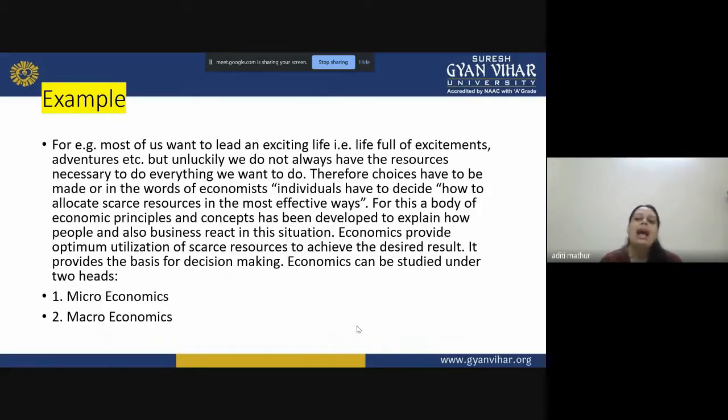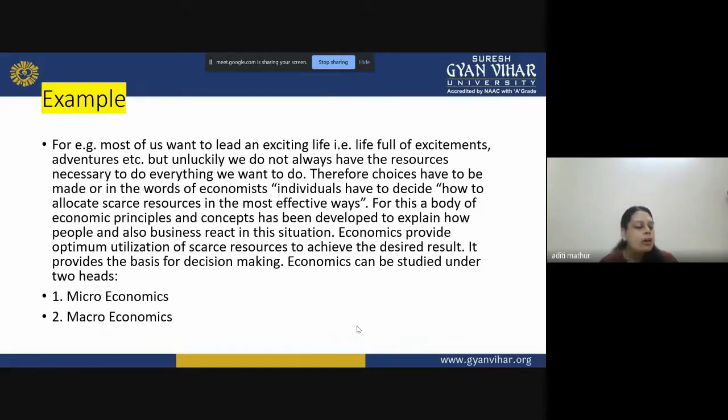Therefore, choices have to be made, or in the words of economists, individuals have to decide how to allocate scarce resources in the most effective way. Right? How to use that money, how to manage it to come up with the fulfillment of your dream. For this, a body of economic principles and concepts has been developed to explain how people and also businesses react in these situations, right?